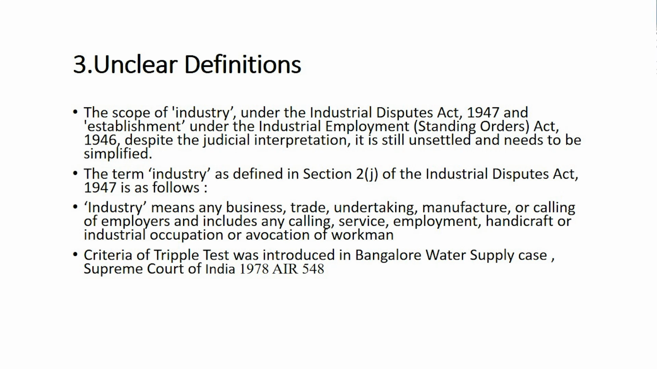When we talk about the definition of industry, the first definition is given in the Industrial Disputes Act 1947, and in section 2(j) industry is defined as any business or trade, undertaking, manufacture or calling of employers, and includes any calling, service, employment, handicraft or industrial occupation or avocation of workmen. Here in section 2(j) of the Industrial Disputes Act, 10 exceptions have been given. Those will not be considered to be in the definition of industry.